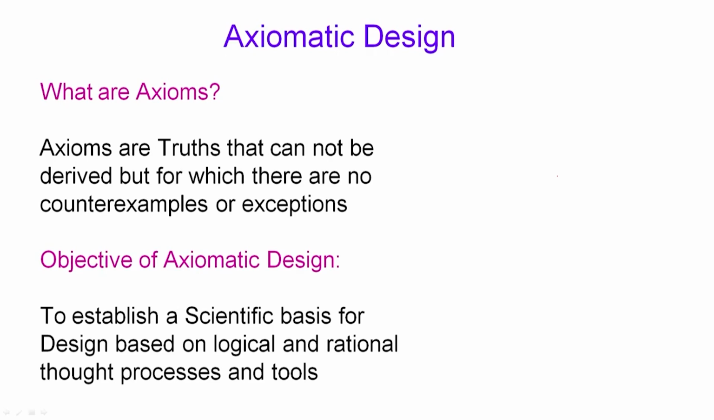So, let us look into what axiomatic design is. First, the important thing is what the axioms are. Axioms are truths that cannot be derived, but for which there are no counter examples or exceptions. And the objective of axiomatic design is to establish a scientific basis for design based on logical and rational thought processes and tools.